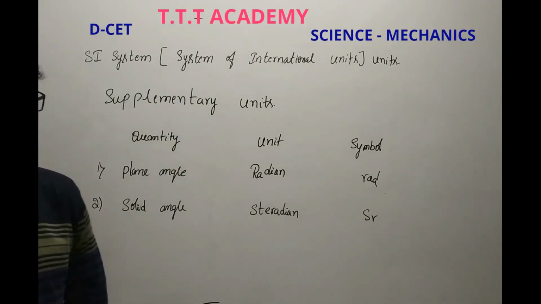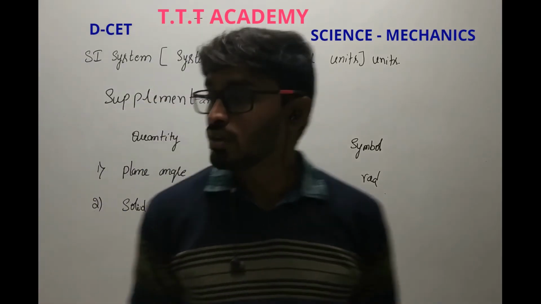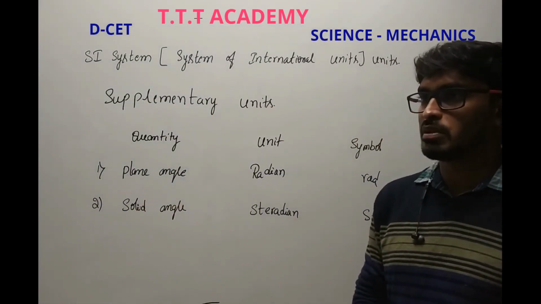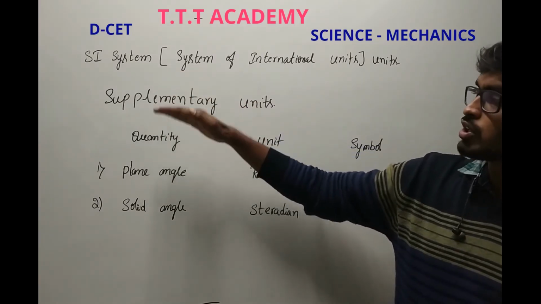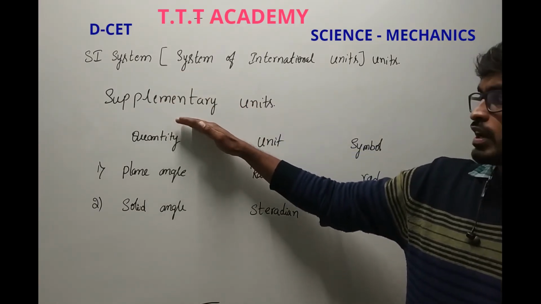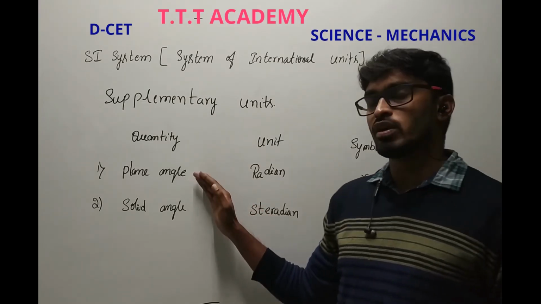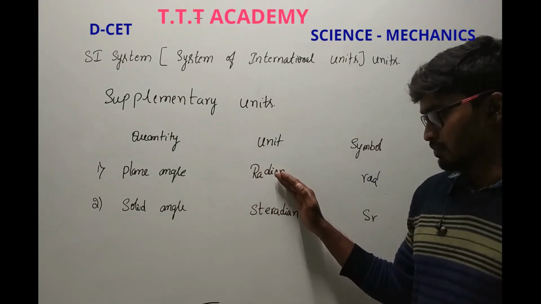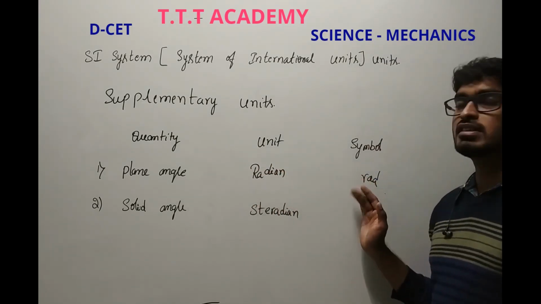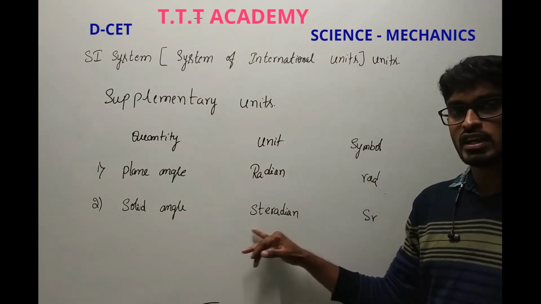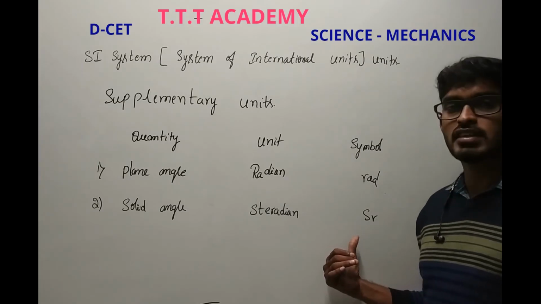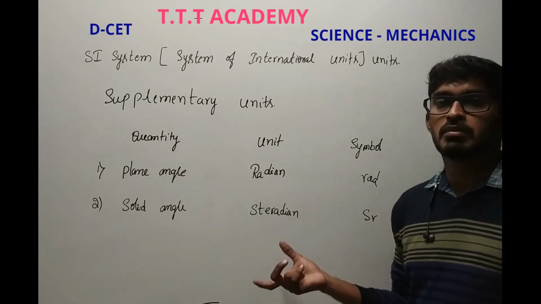Next are the supplementary units. In this SI system, there are 7 fundamental units and 2 supplementary quantities. The supplementary quantities are, first, plane angle, whose unit is radian and symbol is rad, and second, solid angle, whose unit is steradian and symbol is sr. These are the 2 supplementary quantities.